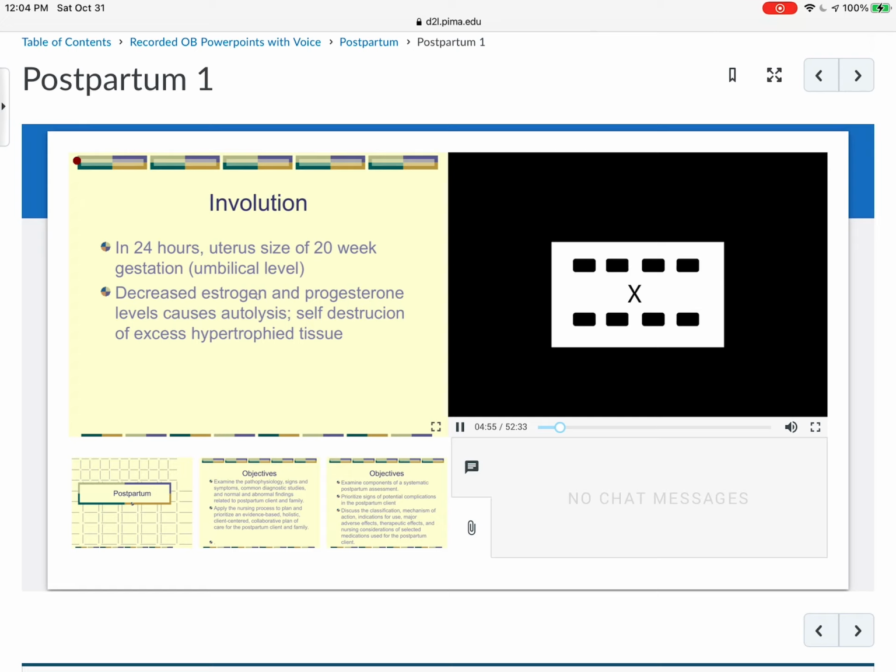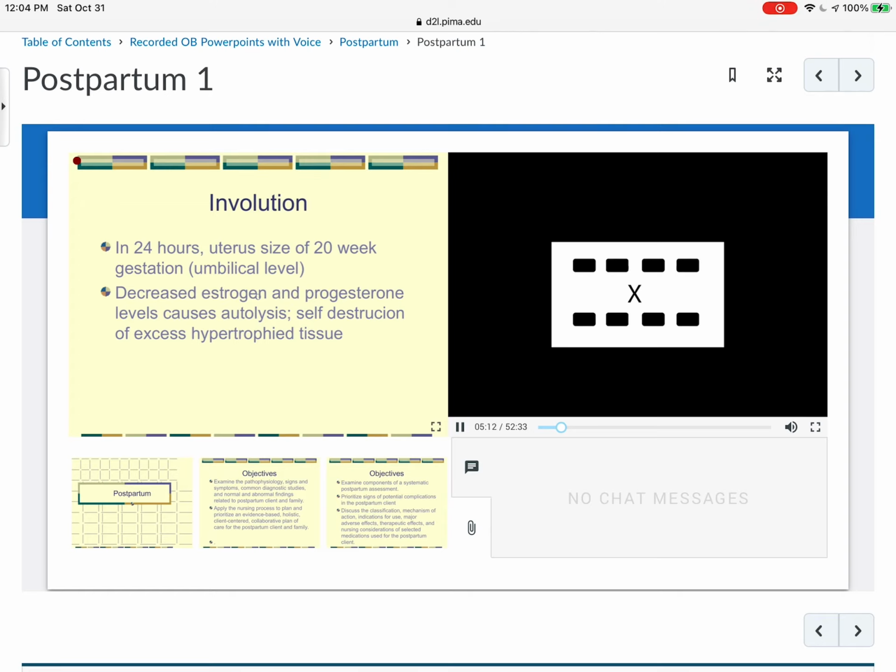One of the ways we can do that, and we'll learn that when we talk about prenatal history, is that we actually measure the height of the fundus in prenatal to see if the baby is right on for gestational age, and we'll talk about that later.